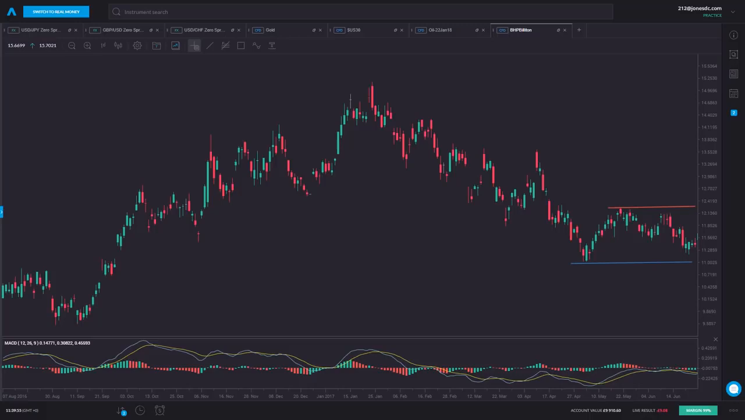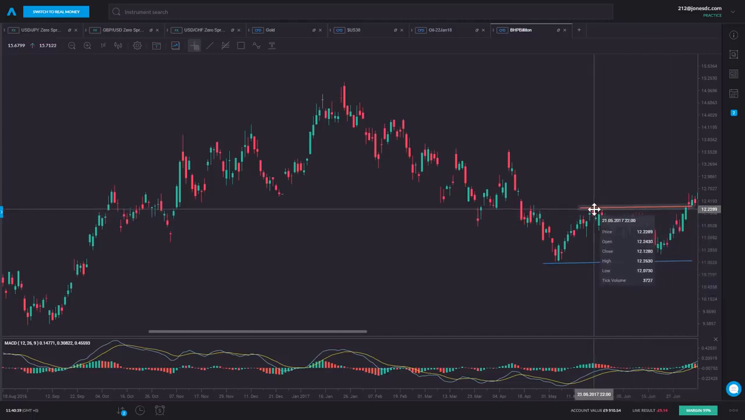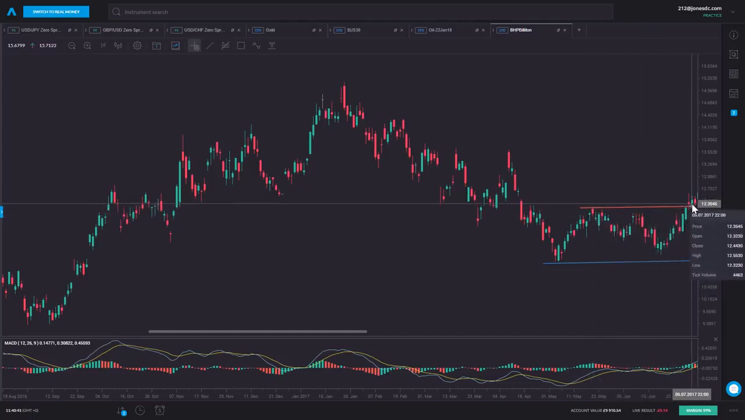Let's just jump forward in time and see what happens next. So here's the break. It starts happening at the beginning of July. This previous level, 12.25, that had been a problem, we're seeing the market push through it.